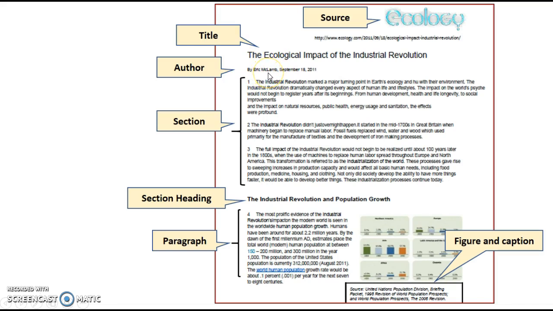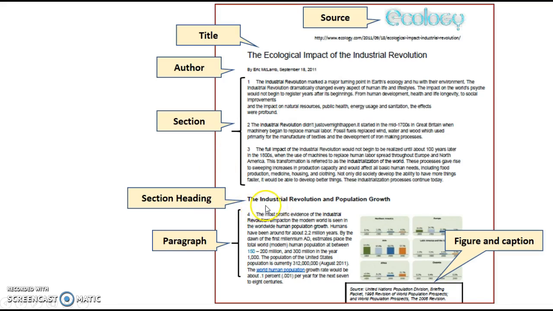The other thing we want to look at are sections. Sections are groups of paragraphs, and they often have a section heading, which is a kind of title. We see in the beginning, the first section, paragraphs 1, 2, and 3, doesn't have a section heading. It's a kind of introduction. Many times, the first section does not have a section heading.